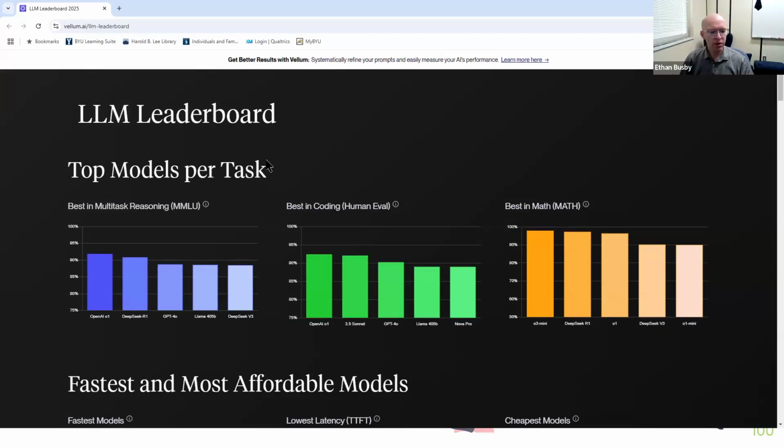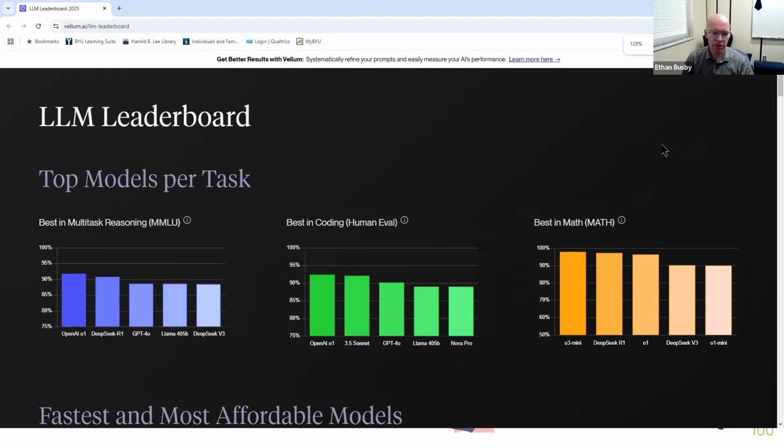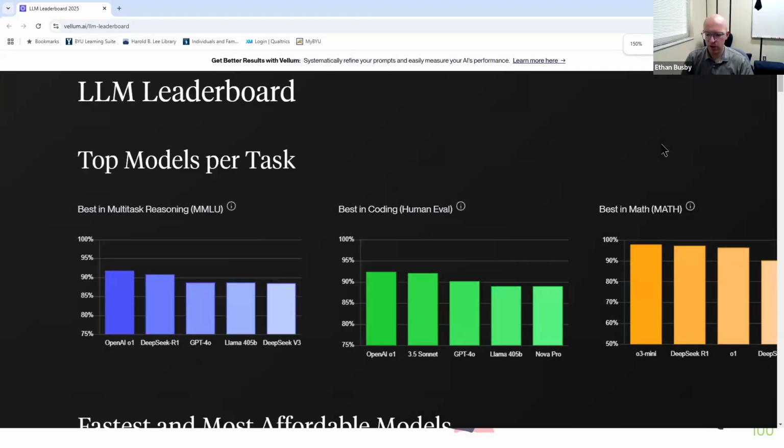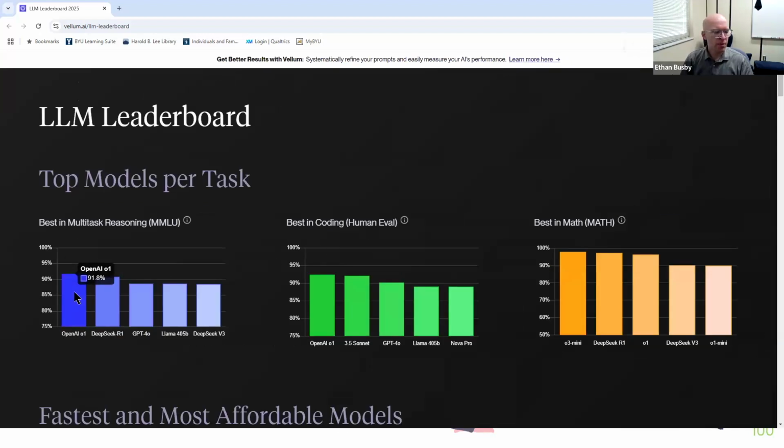But typically the way leaderboards work is they'll show you, for different tasks, the way models compare relative to each other. I'm going to zoom in on this a little bit to make the text bigger for you. And so here, in terms of multitask reasoning, complicated reasoning, the OpenAI models seem to be doing the best by this metric, followed by Deepseek, and then some others that we can see here.